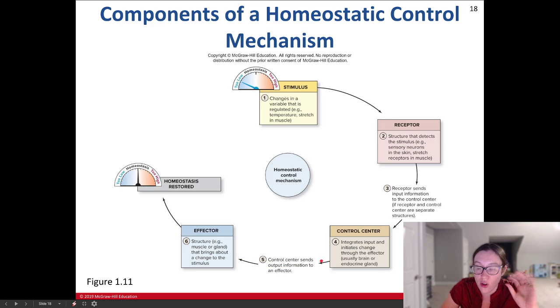And usually in the nervous system, it's going to send it via nerves. In the endocrine system, it sends it via hormones. That effector is a structure that's either a muscle or a gland usually that's going to do something. It releases a hormone, or it's going to move a muscle, it's going to constrict something or dilate something. And it's going to bring about a change to that stimulus to restore homeostasis. And as we can see, homeostasis is in the middle, right? That's that set point. It's where we want to be.